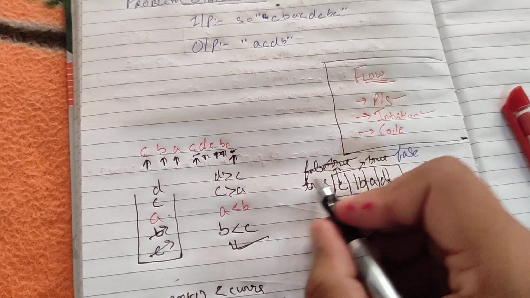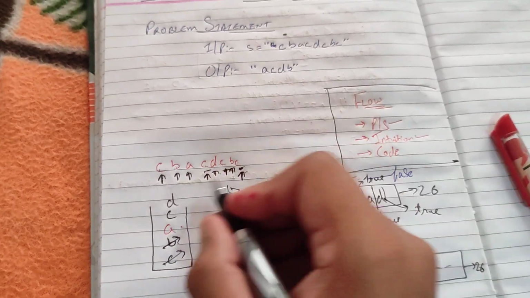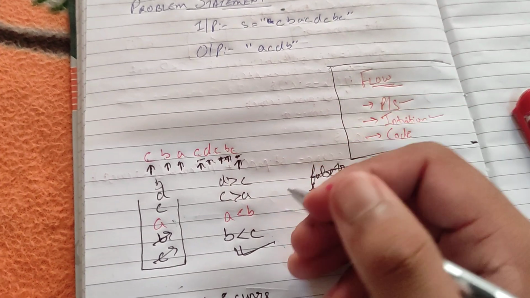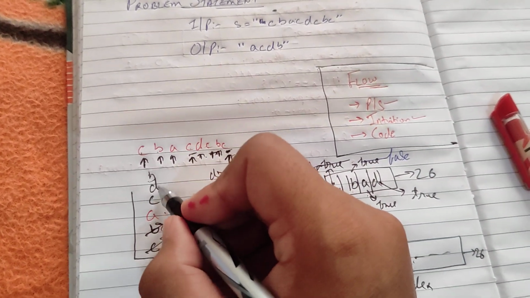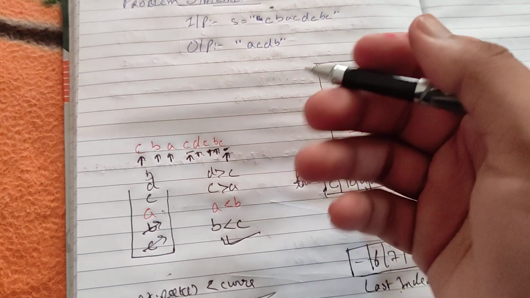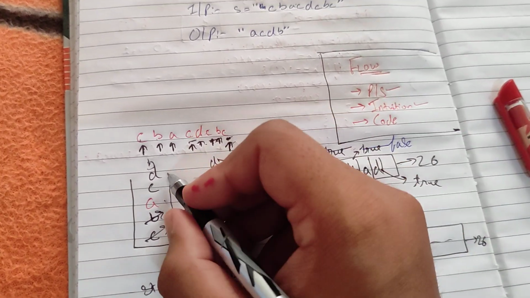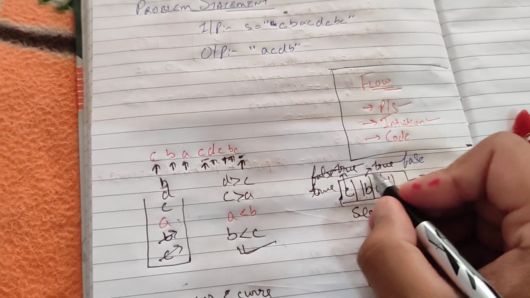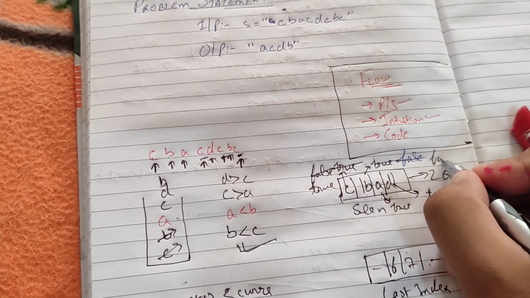Alright, ladies and gentlemen, now once I encounter B, I will simply put B over here because B is no more present further, so we can't do anything. Okay, because I know D is greater, but D is no more present further. So I hope you got my point. So I will simply put my B over here. Then I will mark my B as true. So my B is false. Now my B is true.